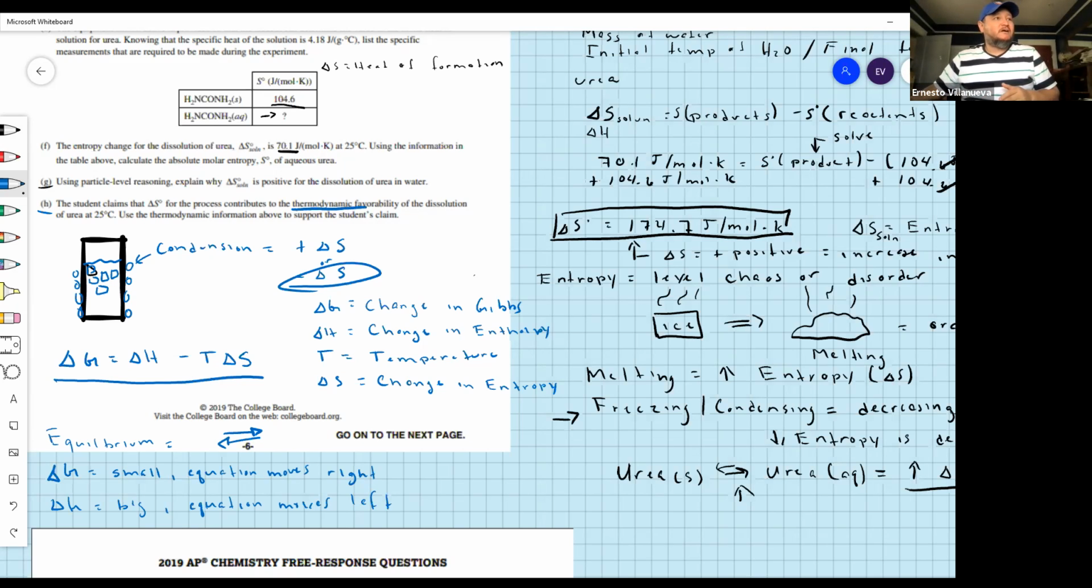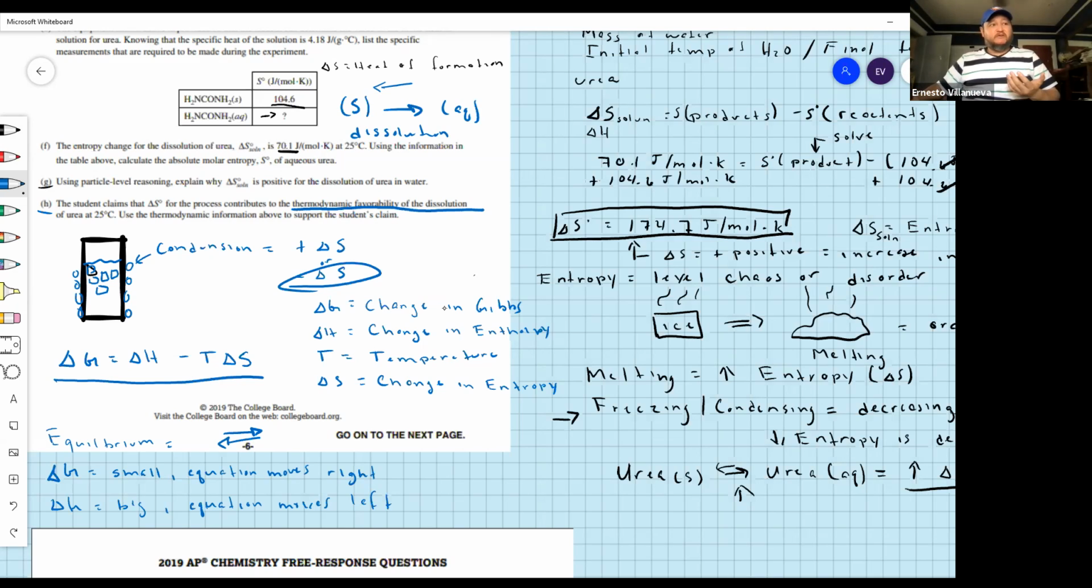Thermodynamic favorability of the dissolution. Remember, the equation goes from solid urea to aqueous urea. So this represents dissolution. It's dissolving. So it's asking you, is it going to be thermodynamically favorable to move to the right, or is it going to stay, or is it going to want to move to the left? How do you figure that out? You don't have to do a calculation. You just have to understand what all this stuff means.